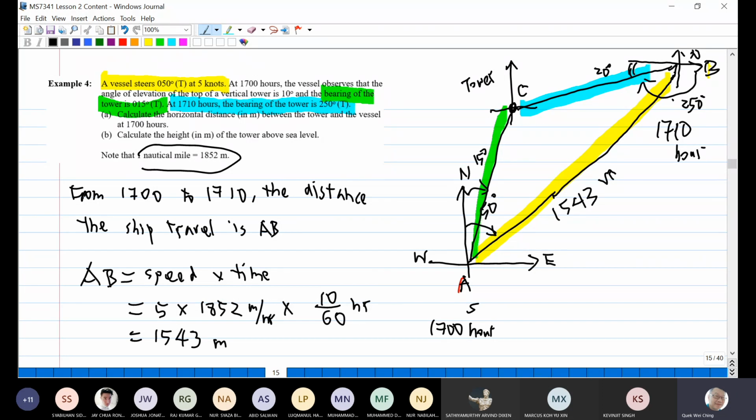To confirm, how to find the distance AB: speed times time. The speed is 5 knots, which is 5 times 1852 meters per hour, given by the question.